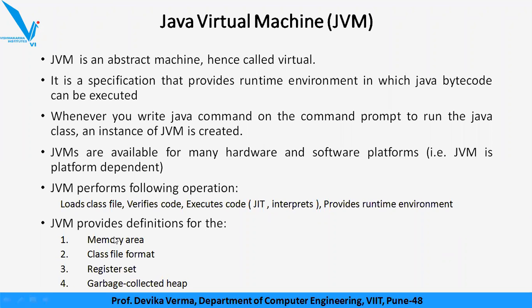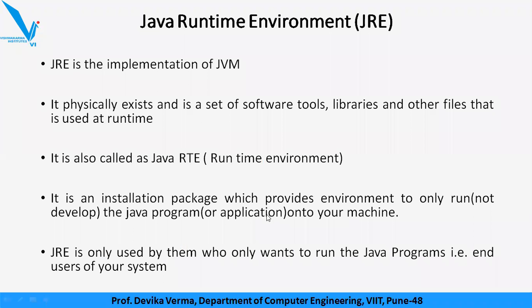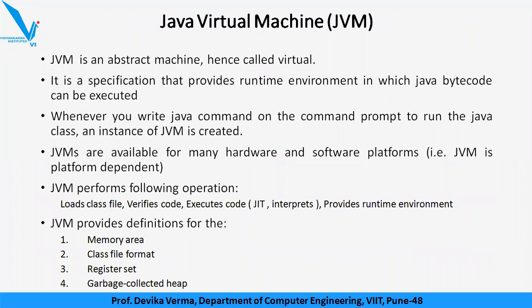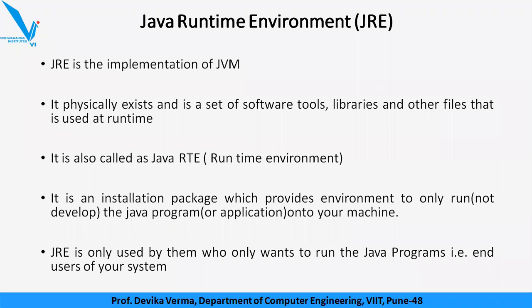We just saw that it provides definitions for memory areas, different classes, registers, and it also has a heap and a garbage collector in it. All the memory which is not presently being used, the job of the garbage collector is to free that memory so that it can be allocated for something else coming up in the execution. Now, the Java Virtual Machine is the runtime system, the machine which is actually running, in which your bytecode runs.